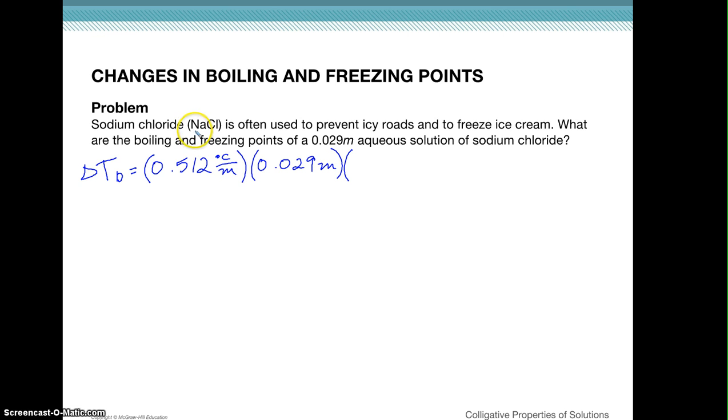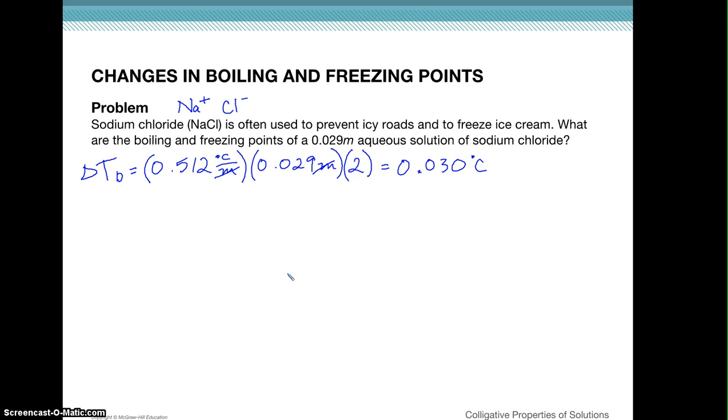Okay, so let's think about sodium chloride. When that dissolves, what does it break apart into? It breaks apart into a sodium ion and a chloride ion. So how many particles do we get when sodium chloride dissolves? We get 2 particles. So our I is 2. And when we do that calculation, you can see our molalities cancel. We get degrees Celsius for our answer, and that gives us 0.030 degrees Celsius.